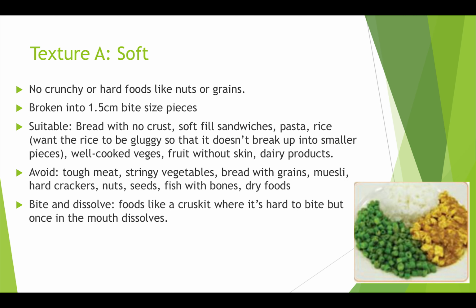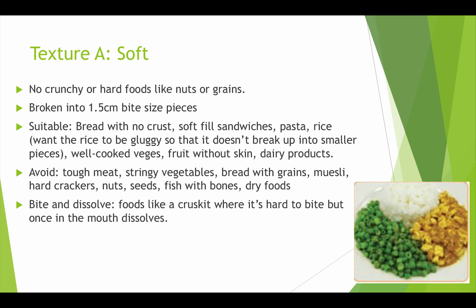Texture A is known as the soft diet. It cannot have any crunchy or hard foods like nuts or grains. It is broken into 1.5 centimetre bite-sized pieces. Foods that are suitable include bread with no crust, soft fill sandwiches, pasta, rice. You want the rice to be gluggy so that it doesn't break up into smaller pieces. Well-cooked vegetables, fruit without the skin, and dairy products.